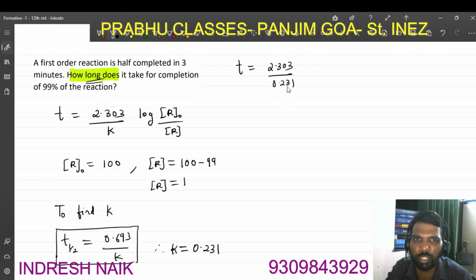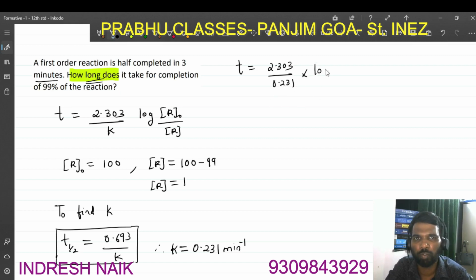Can you guess what the unit for this is? The unit is per minute, because it is given in minutes, so time will also be in minutes. So always identify, if the question says give the time in minutes or seconds, you have to change the units accordingly.